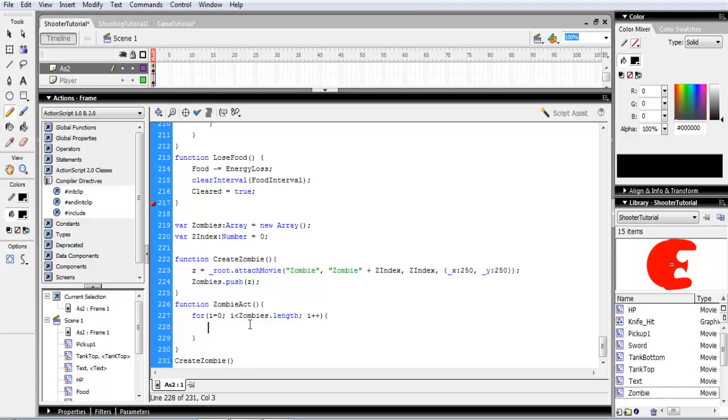So I don't know if you get that, but that's basically what a for statement is, and I think that's the best way I can explain it. But what we're going to do now is make the zombie move towards us. There's a couple of ways we can do this.